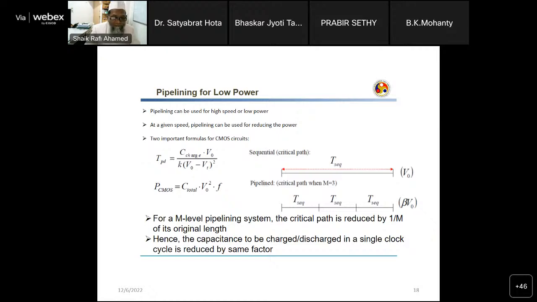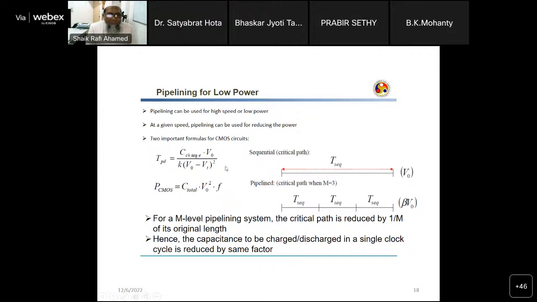Any problem? Participant: No, please sir, go on. All the participants are requested to please mute yourself. Rafi, just see that. Yes, sir. Okay. Professor Shaik, please continue.